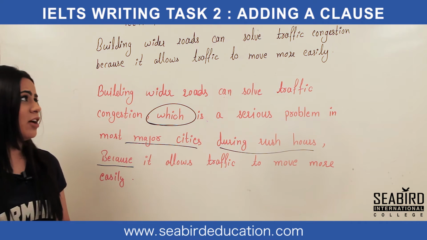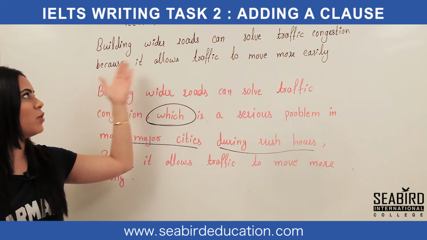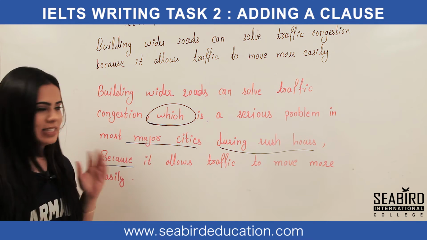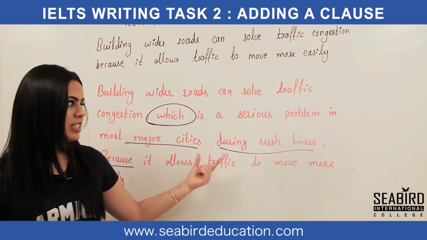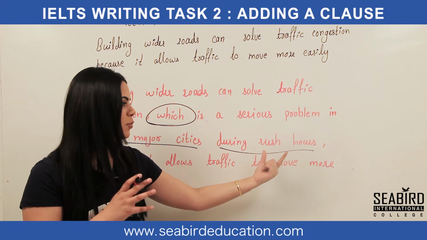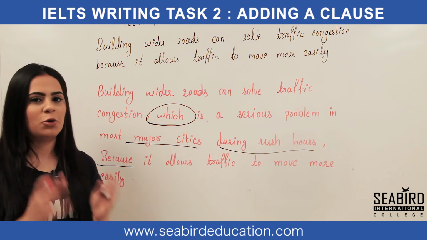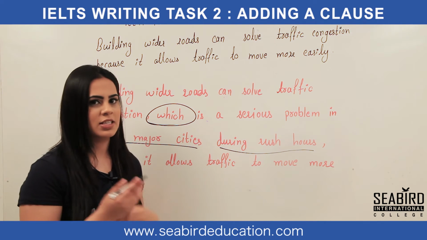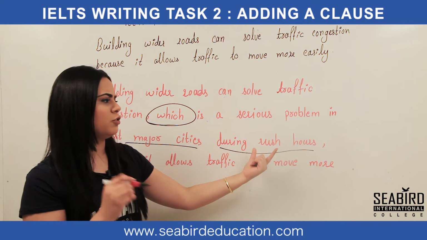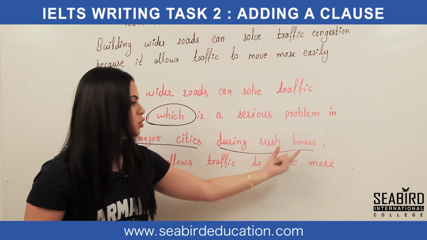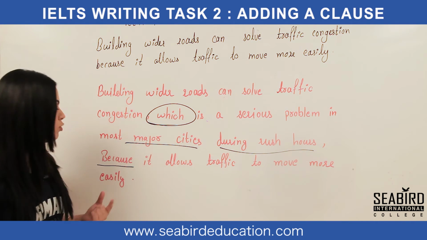Most major cities. Now this is quite obvious that if they're talking about traffic congestion and building wider roads, that means it definitely is a problem in major cities. So I added major cities, and it is quite obvious for us to understand that traffic congestion only occurs during rush hours. That means when people usually get off from their work, and that is usually during the morning or in the evening. So I added rush hours, and then because it allows traffic to move more easily.